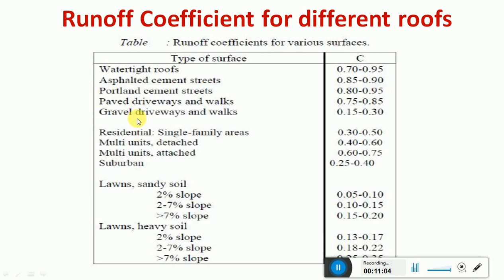Gravel driveways and walks are 0.15 to 0.30. Single residential family areas vary from 0.30 to 0.5. Multi-units detached vary between 0.4 and 0.6. Multi-units attached suburban vary between 0.25 and 0.40. For lawns and sandy soil with a 2% slope, the coefficient of runoff varies from 0.05 to 0.1. If the slope is between 2 and 7%, it varies between 0.1 and 0.15. If it is greater than 7%, it is 0.15 to 0.2.